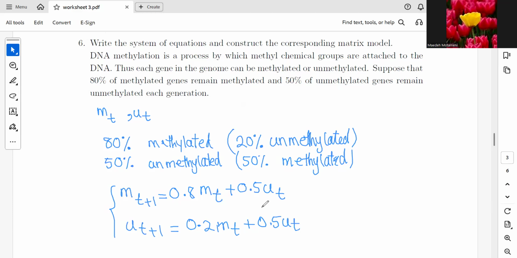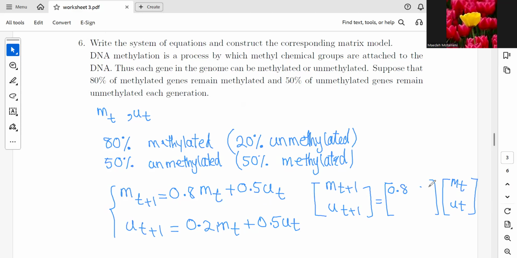According to these formulas, we're going to write the matrices. So we would have M t plus 1 and U t plus 1 for the left side. We will have variables as M t and U t here. And we would put the coefficients 0.8, 0.5, 0.2, and 0.5 here.